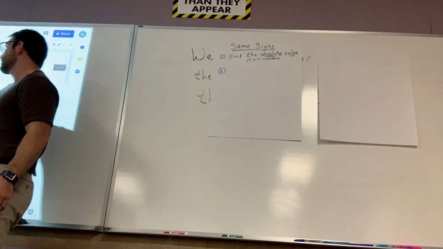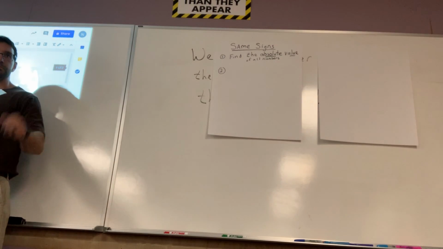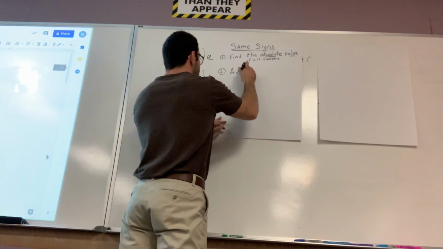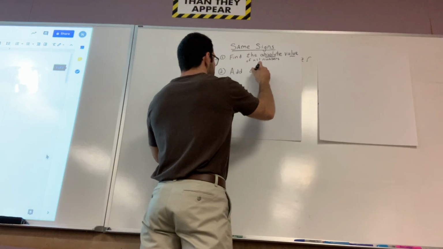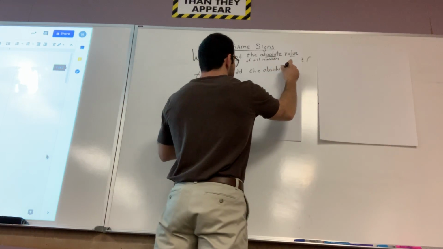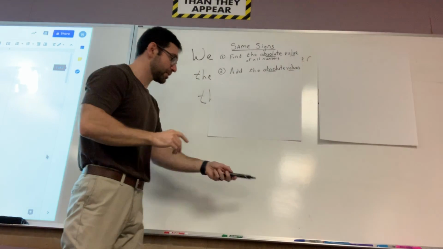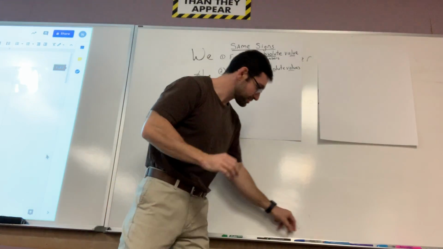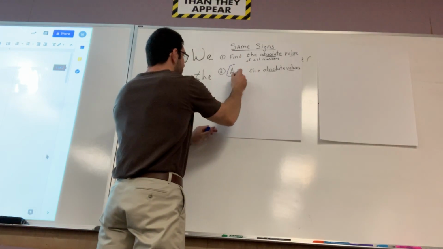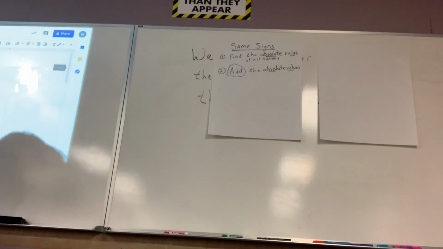So I found the absolute value, 5, 8. What did I do to get 13? Then we are going to add the absolute values. I don't think you guys understand that this takes me a lot. Oh, there's the markers. It takes me a lot of effort to write this neat. Like, I have to really think about how my hand's moving. I'm not very good at writing neat. But with same signs, we are adding the absolute values.